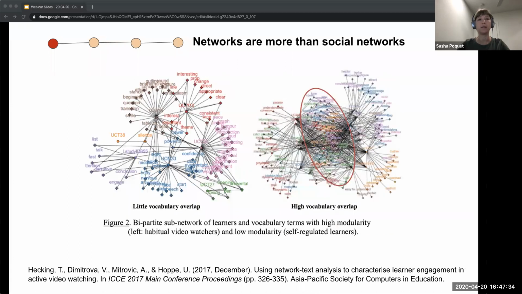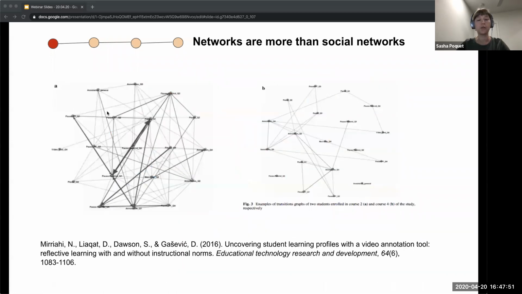Another example is analysis of text. So here we have 2 groups of students with different activity exemplified through networks, where networks are analyzing the annotations the students put on the video. The next slide presents a similar example, which shows us 2 networks of students with different levels of activity. However, here the nodes in the graph are buttons, navigation buttons. So we see how one's activity can be more dense and less dense based on how engaged the learner is.